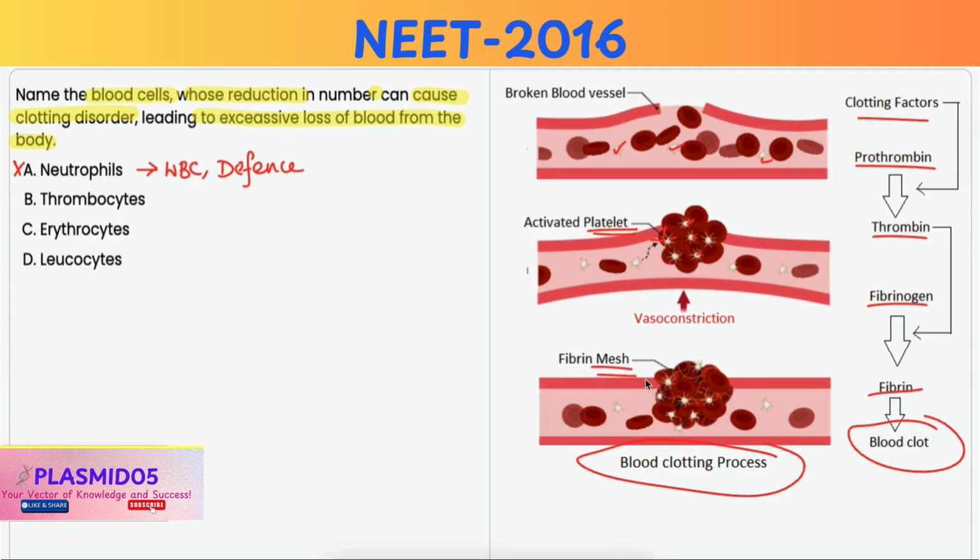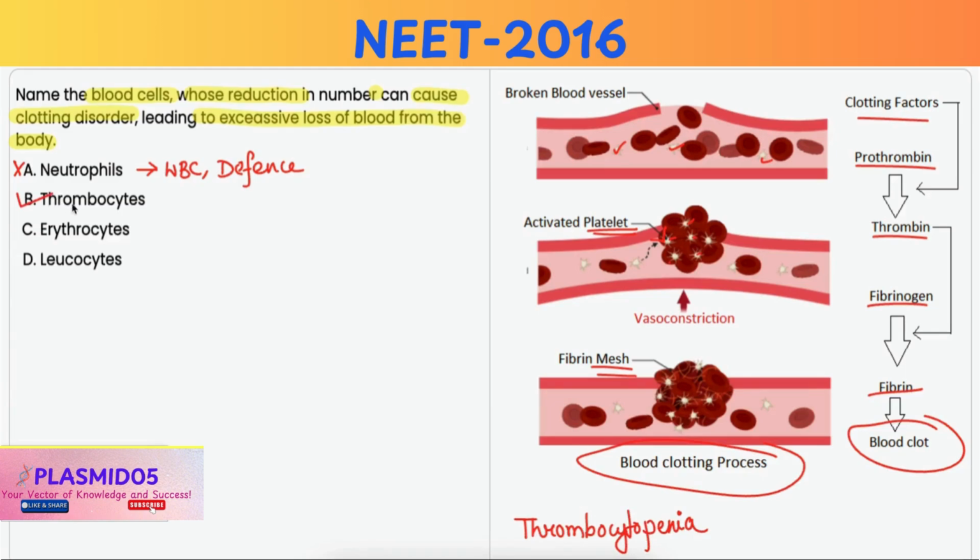And when there is a reduction in platelet count, a condition called thrombocytopenia, the ability to form blood clots is impaired, leading to excessive bleeding, even from minor injuries. Hence, it is the correct option.